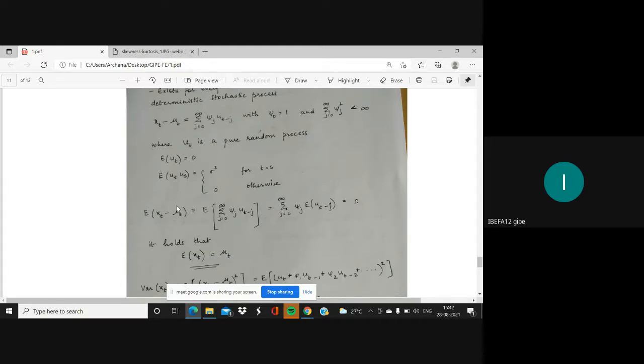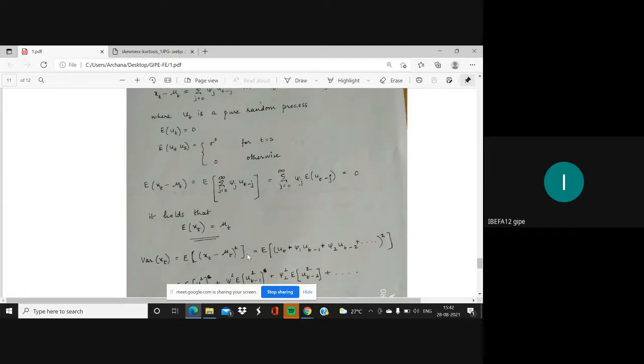Now if we take the expectation of x_t minus mu_t, we get 0, since we have assumed that the expectation of u_t is 0, so the expectation of all the u_(t-j)'s will be 0. From this we can conclude that the expectation of x_t, the mean of this time series, is equal to mu_t. So far, is it clear to everyone?